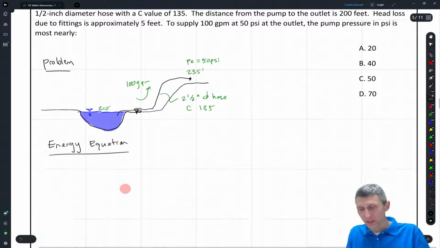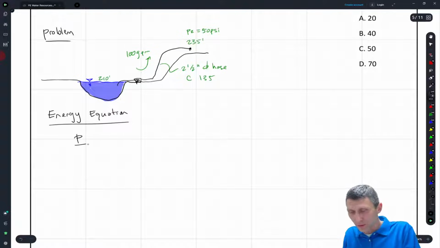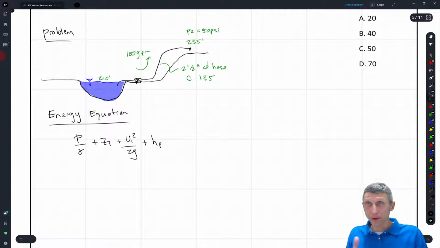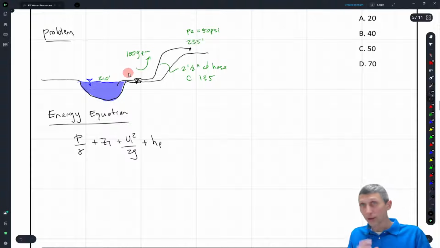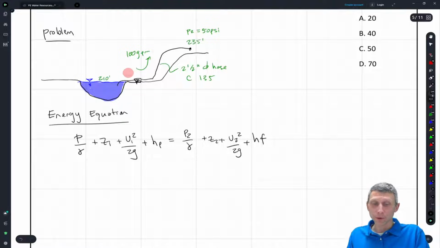So let me come back here. What does the energy equation say? It says essentially that we're going to have P1 over gamma plus Z1 plus V1 squared over 2g plus the pump pressure. So that's the pump pressure, we're adding energy into this. That's going to equal P2 over gamma plus Z2 plus V2 squared over 2g plus the friction losses.